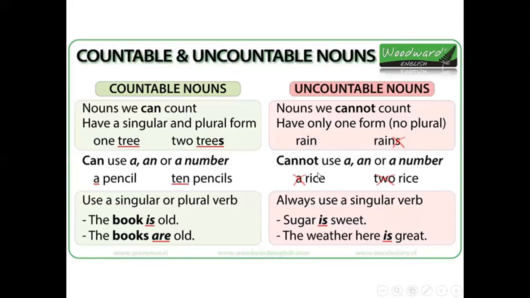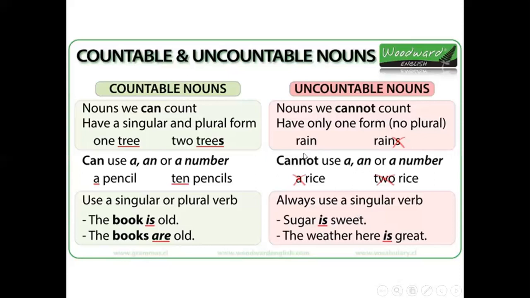Okay, we have another example. We have rice. You can't count rice, no. So the uncountable nouns such as rice, information, rain, I can't use a or an or a number. So which verb can I use with an uncountable noun? Try to think with me. I can use are? No. Why? Because the uncountable noun isn't a plural, so it's singular all the time. So I use is with the uncountable noun. For example, sugar is sweet, information is very important.